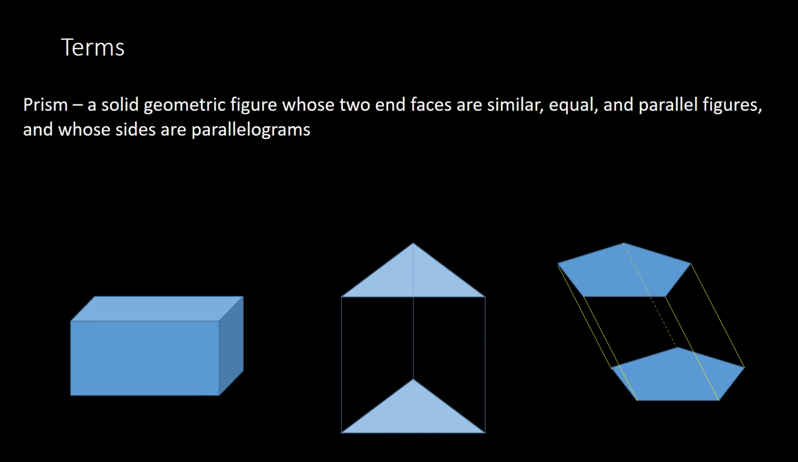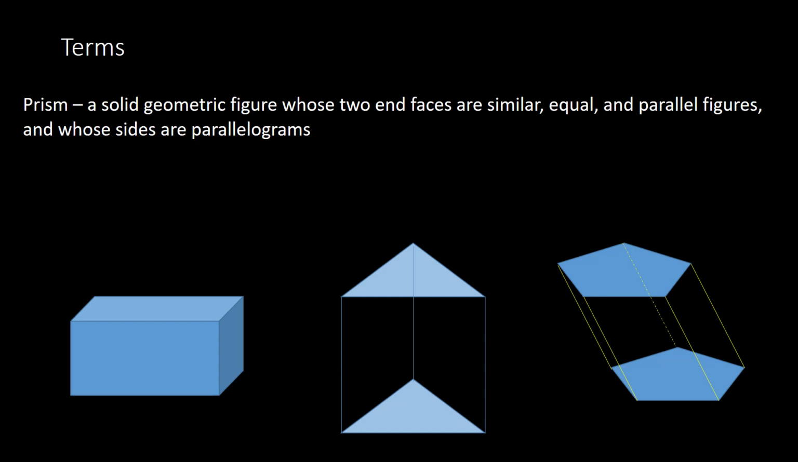A prism is a solid geometric figure whose two end faces are similar, equal, and parallel figures, and whose sides are parallelograms. And here we see three different examples of prisms. Now there are types of prisms that we have as well.